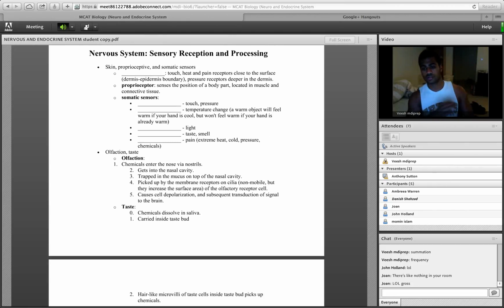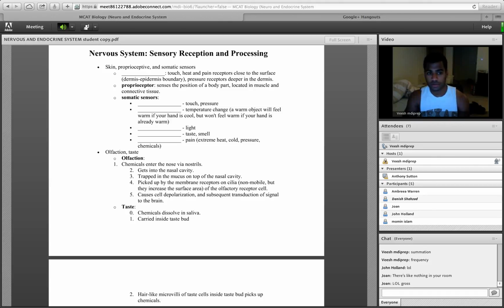Okay, so now we'll talk about sensory reception and processing. Sorry guys, I'm still a little sick. At your skin, you have proprioceptive and somatic sensors. The first blank is going to be skin. Skin is where you can sense touch, heat, and pain, and this is all close to the surface, right at the dermis-epidermis boundary. There are also pressure receptors deeper in the dermis.